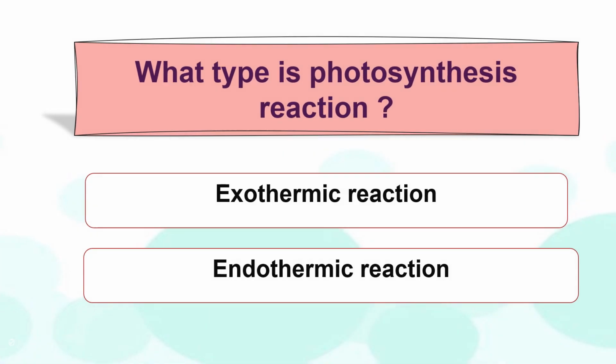What type is the photosynthesis reaction? Exothermic reaction or endothermic reaction? The answer is endothermic reaction, because it absorbs light energy from the sun.